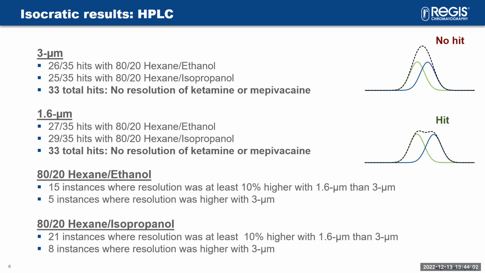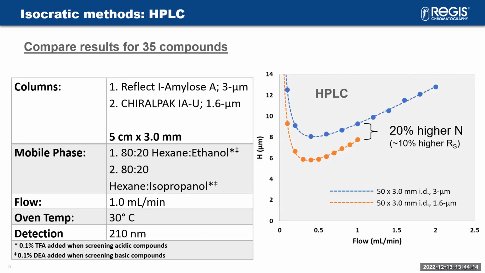So we ran all 35 of those compounds in two different isocratic mobile phases, 80-20 hexane ethanol, 80-20 hexane IPA. And before we did any of those comparisons, we actually compared the performance of those two columns. Here you can see that we were only getting about 20% higher efficiency with that small particle column, which is much less than theory would predict.